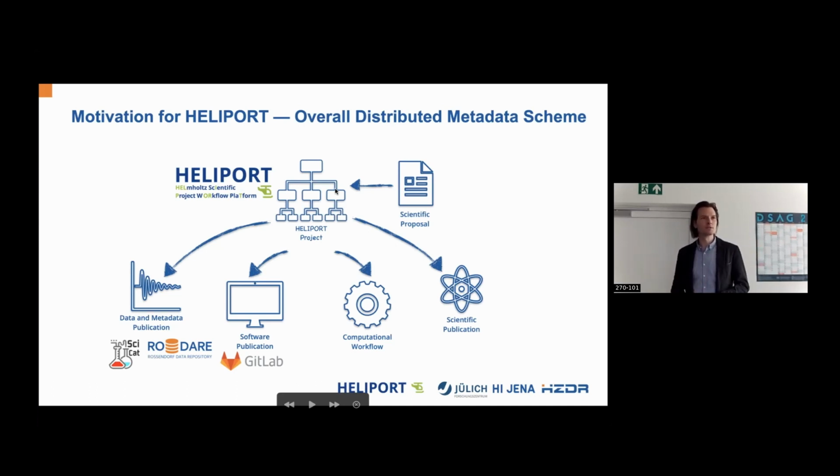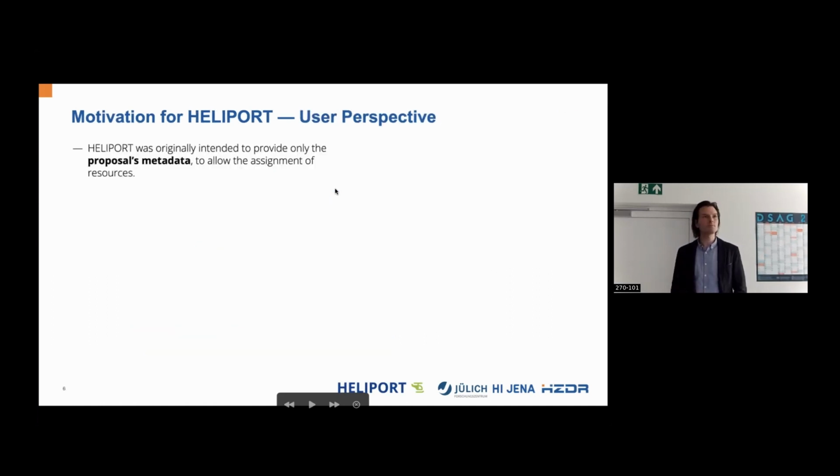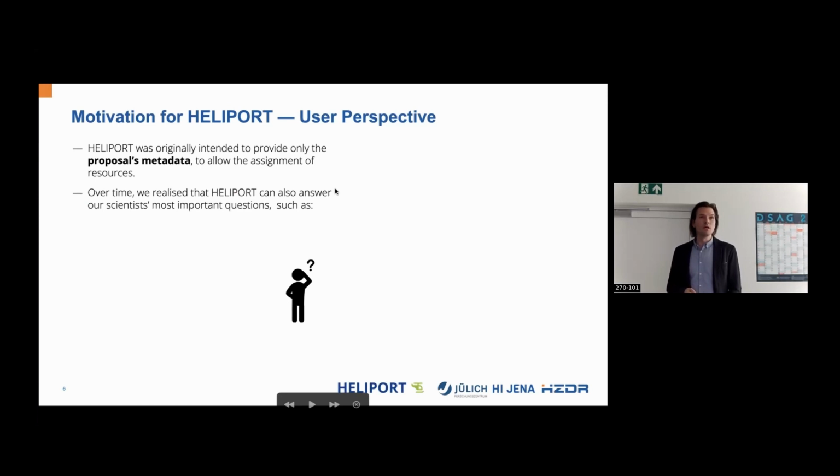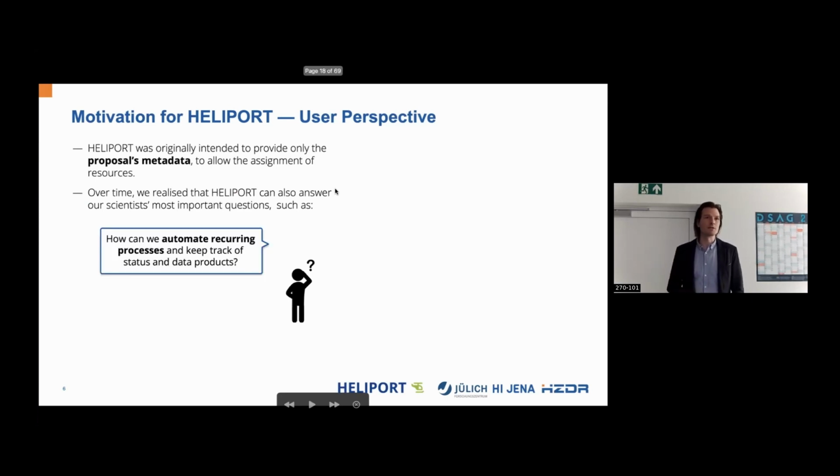Here, for instance, the real data publication on the left side, the software publication can also be addressed in HELIPORT to find it, and the typical starting point is a scientific proposal coming in from the scientist. So another motivation from the user perspective: I said we are the central IT department, and there are so many questions from our scientists, and the most important lately is, how can we automate recurring processes and keep track of the status and the final data products?